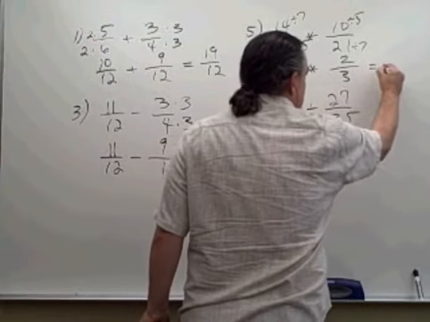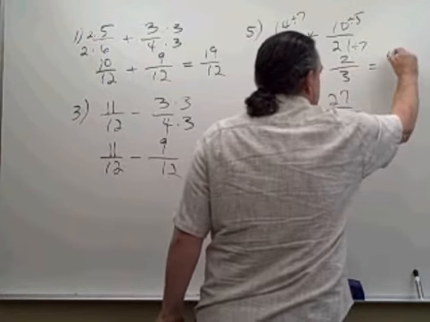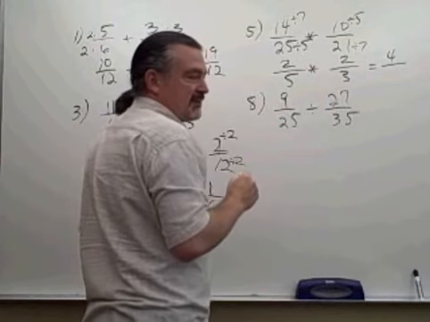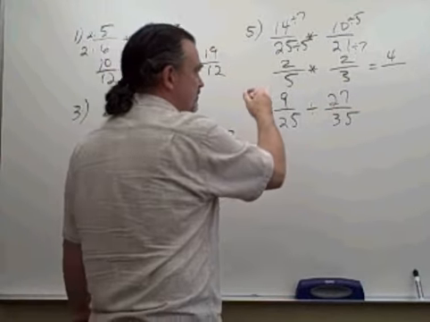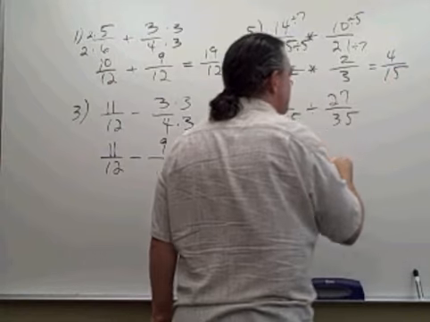Multiply the numerators to get the numerator of the answer. 2 times 2 is 4. Multiply the denominators to get the denominator of the answer. 5 times 3 gives us 15.